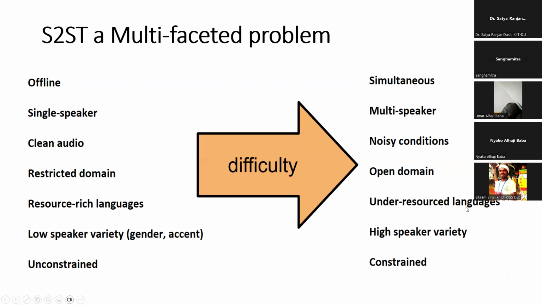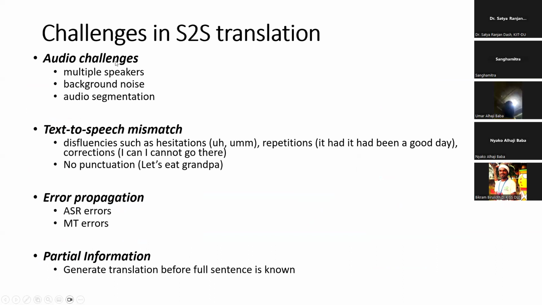Then another facet is speaker variety. S2ST systems may be designed for low speaker variety in terms of gender, etc., or for high speaker variety. All of this leads to a number of challenges, which you can see mentioned in the slide. The first is audio challenges. For example, the training data may contain data from multiple speakers. Then it may contain background noise, and obviously this would lead to issues in audio segmentation.